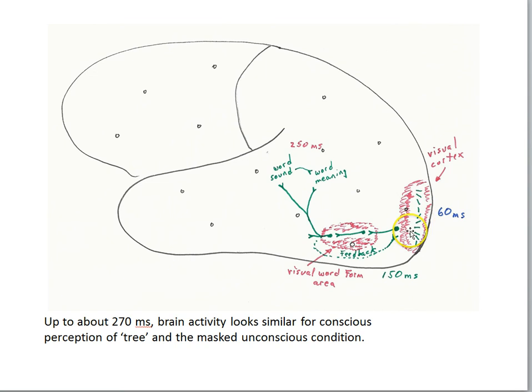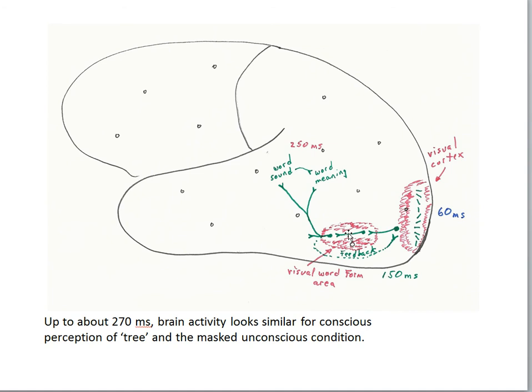So 60 milliseconds it takes for action potentials to race down the optic nerve to the thalamus, synapse in the thalamus, thalamus cells, and action potentials up to visual cortex. Edge detectors, a certain population of edge detectors, will respond to the word tree and send their information further along the visual recognition pathway. The visual word form area here is a kind of a place where we would have memories of the forms of words, the visual forms of words. And so the current pattern of activity here can reactivate a previous memory, and this would be the beginning stages of recognizing the word tree.